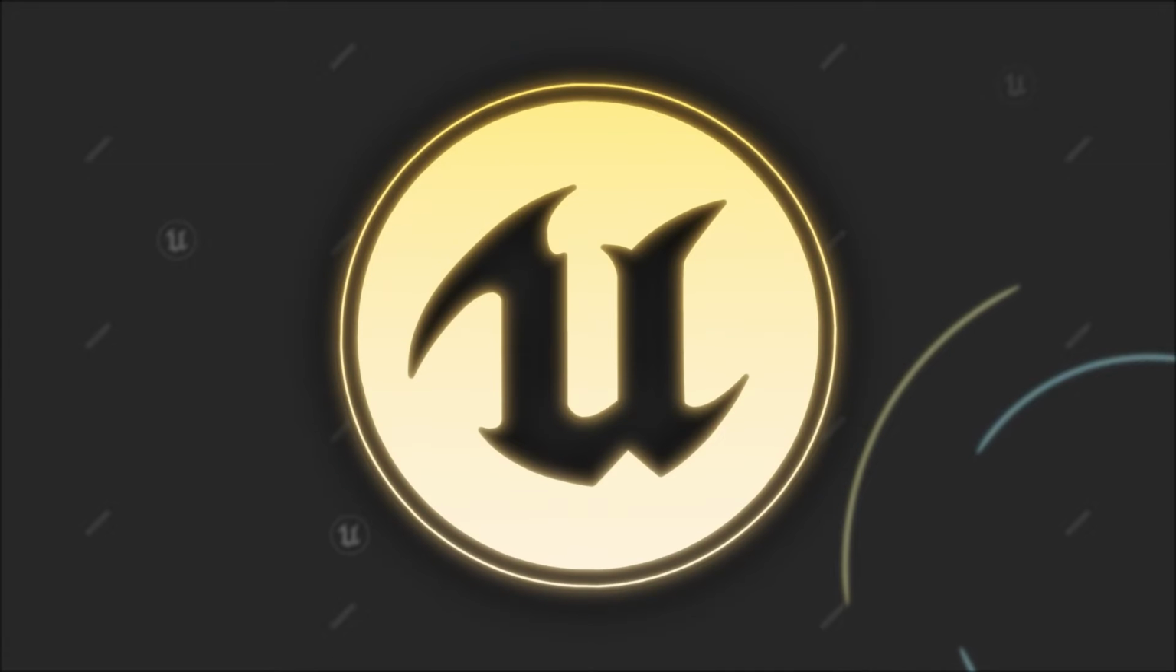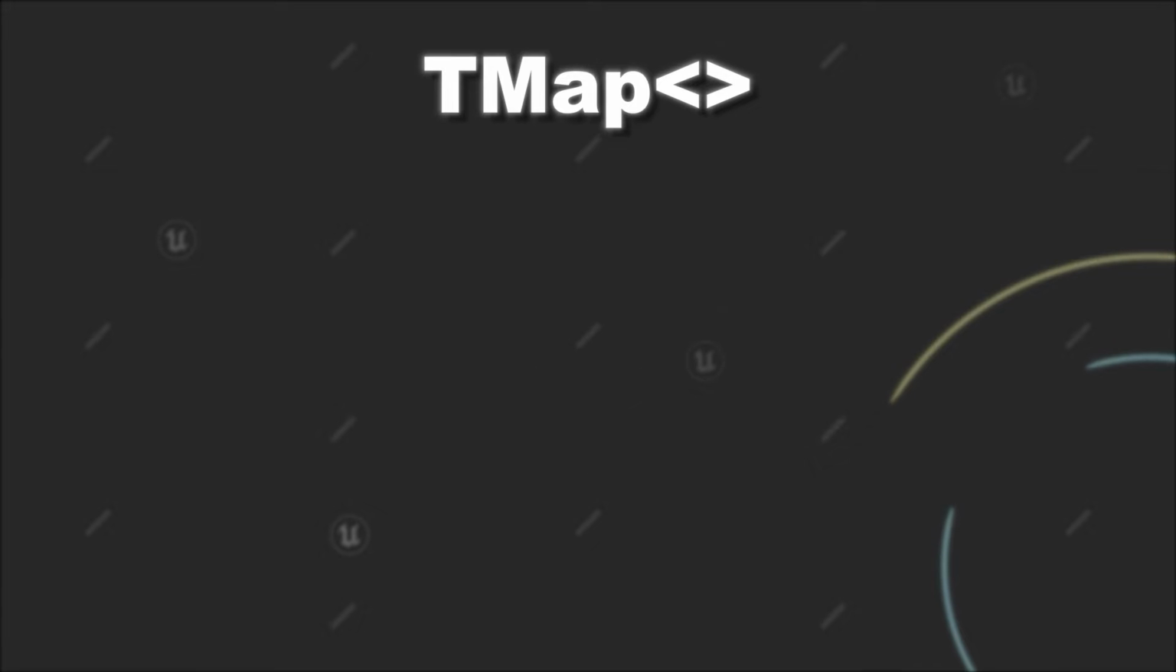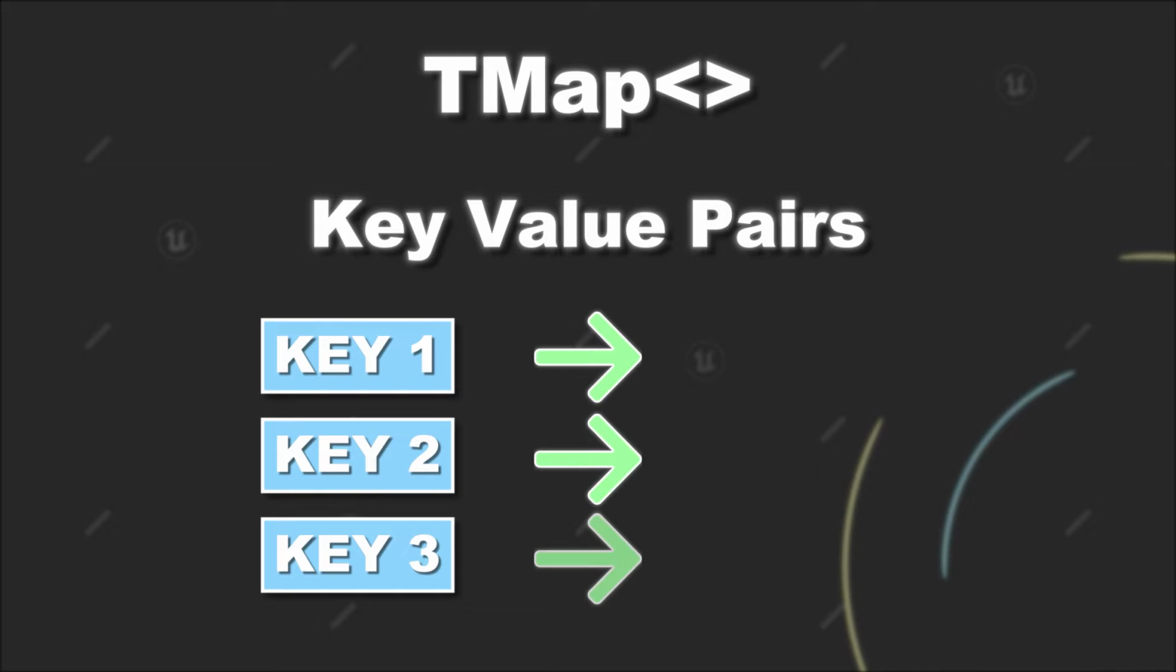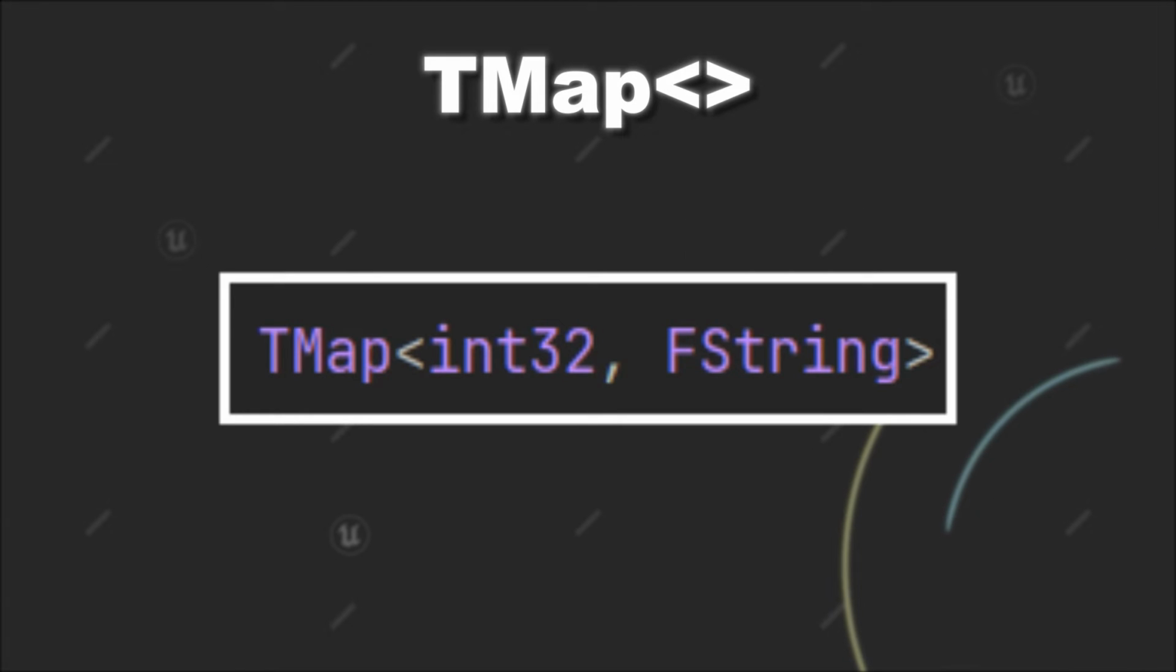We already have looked into some useful containers for Unreal Engine. Today we will check out TMap. The TMap is an interesting container because it uses key value pairs to store data, meaning that in a TMap a key is pointing to a value. You can use different data types for the keys and values.